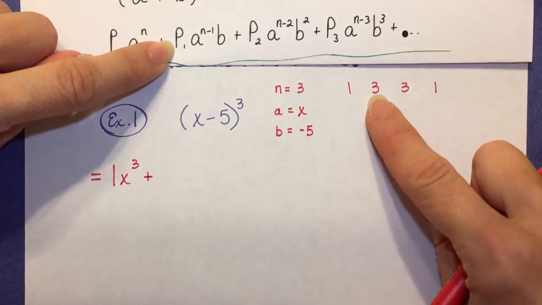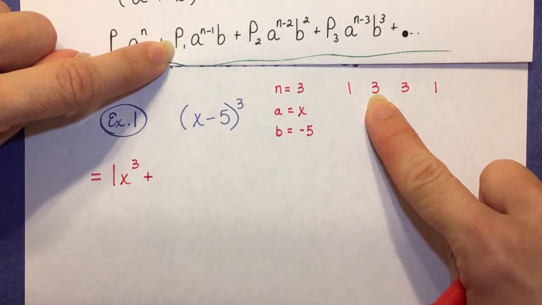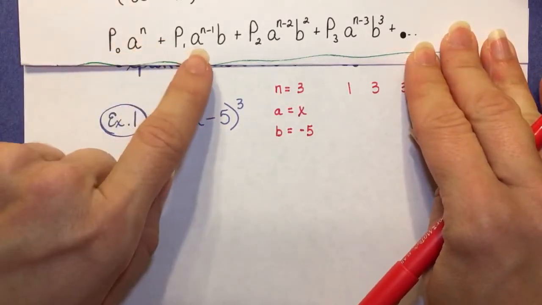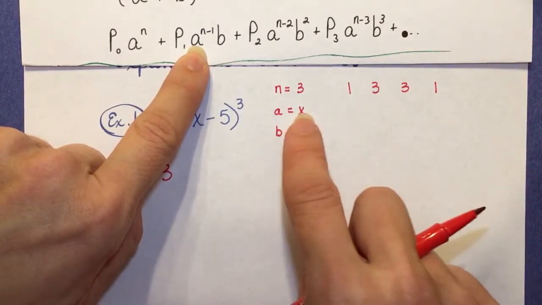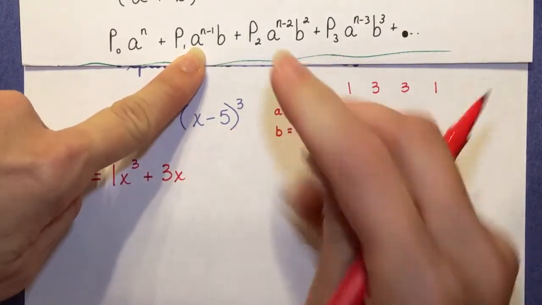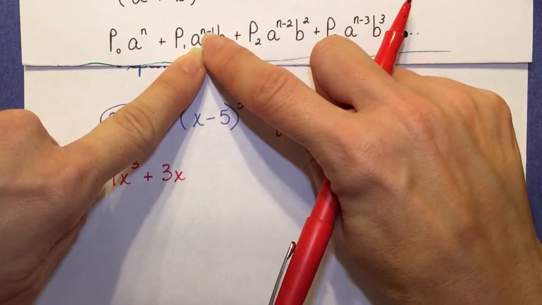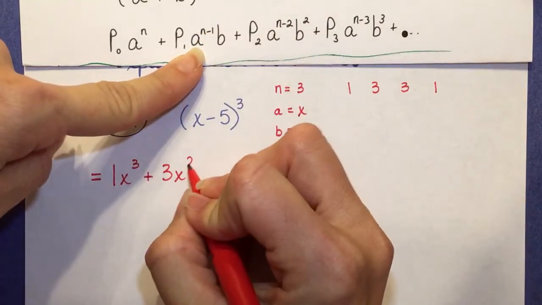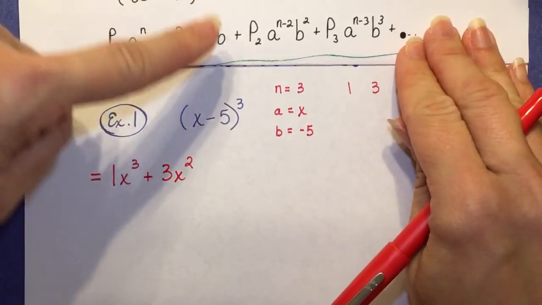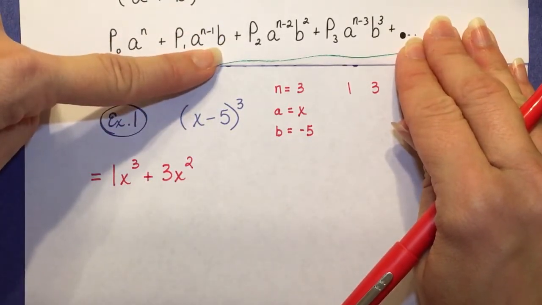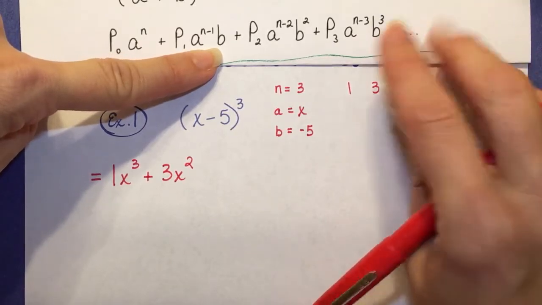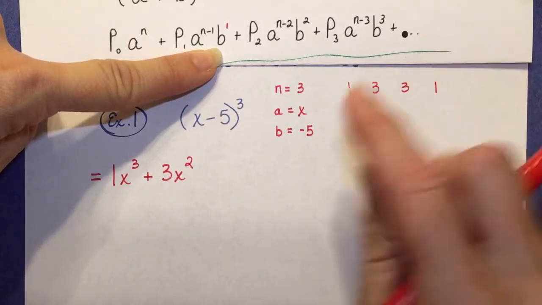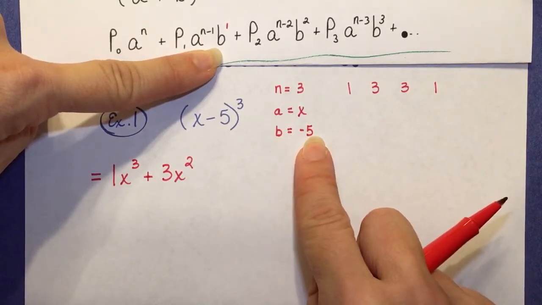Okay, P sub 1 is just going to be the next number from Pascal's triangle, which is the 3 that we have over here. Now you're going to take the a again, which is x. But this time you're going to do n minus 1. Now remember, n is 3, so 3 minus 1 is going to give us 2. Now this is where b starts coming into the problem. So this is just b to the first power. That's just understood to be a first power. So b is a -5.